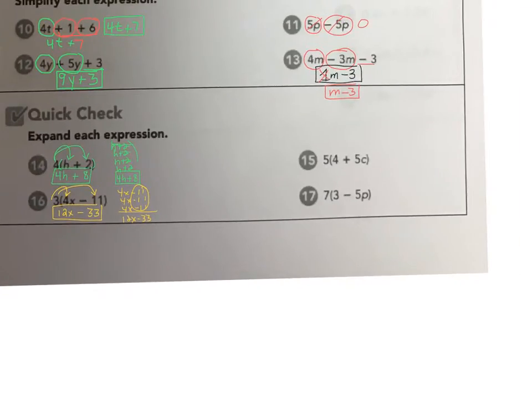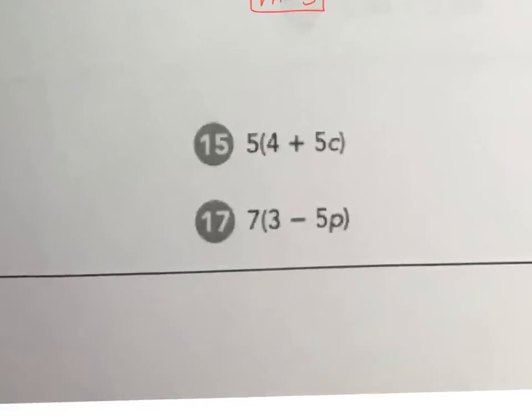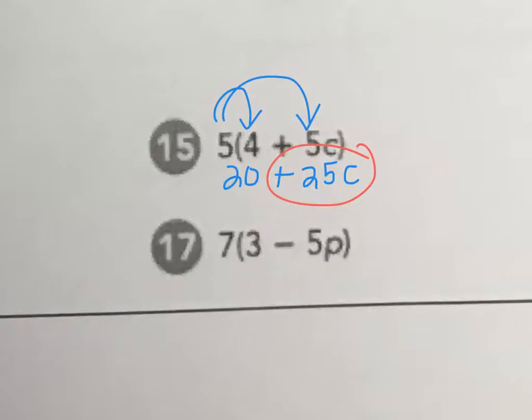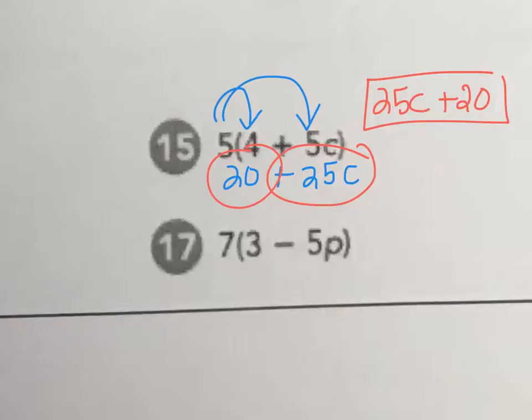Look at these ones over here. 5 times 4, 20, plus 5 times 5c, 25c. But that's not written in proper standard form. I'd have to put the positive 25c first, and I just write it as 25c, and that's a positive 20, so plus 20. Final simplified expression.